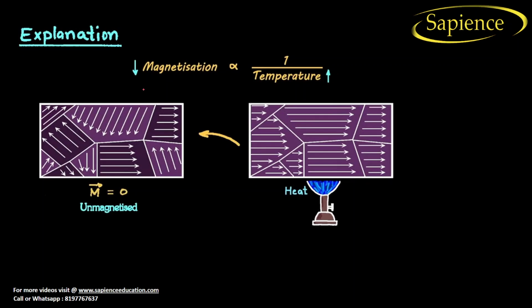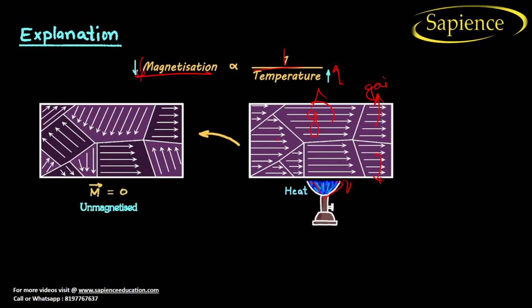Now, magnetization is inversely proportional to temperature. As you increase temperature, magnetization will decrease. Why? Because again, it will gain kinetic energy. And again, some domains will move like this, some domains will move like this, some domains will move like this.